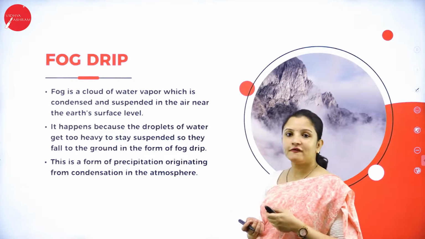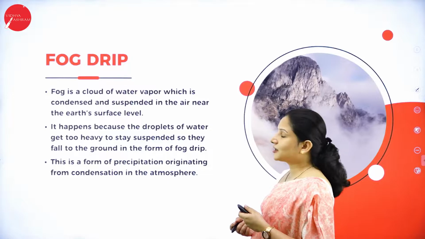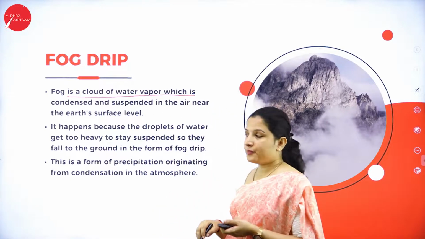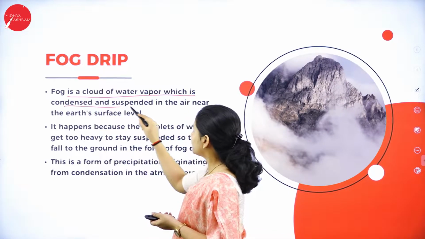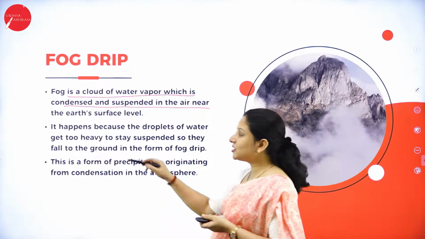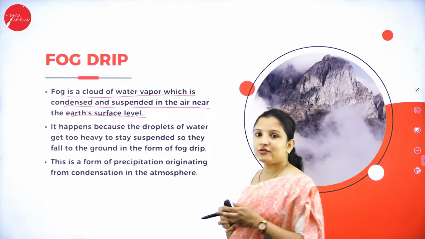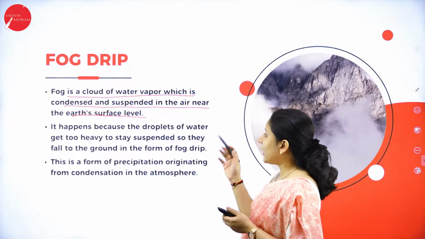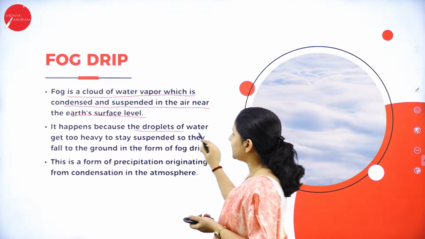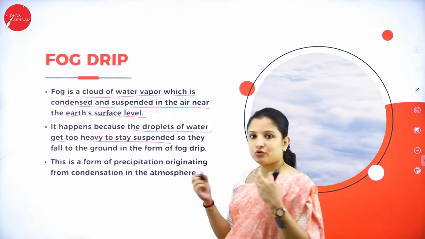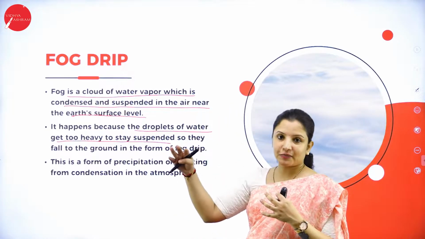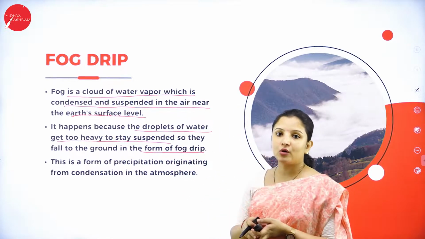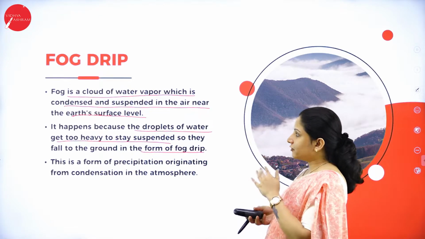Next, talking about fog drip. Fog is a cloud of water vapor. This cloud of water vapor will condense and suspend in the air near the earth's surface level. That is why you see moisture, a mist-like situation there. This happens because when the droplets of water become too heavy, they can no longer stay suspended in the air and fall down to the ground in the form of fog drip.